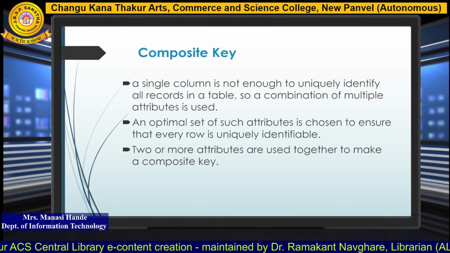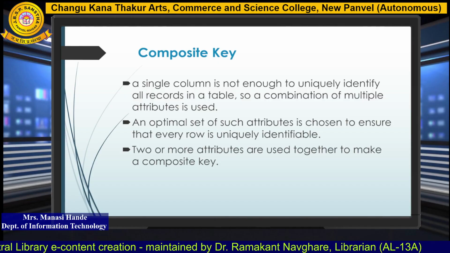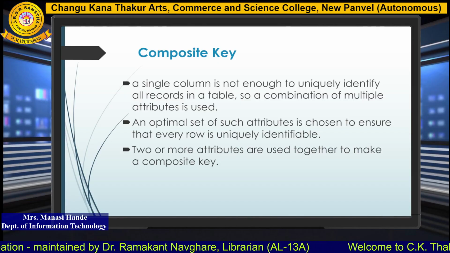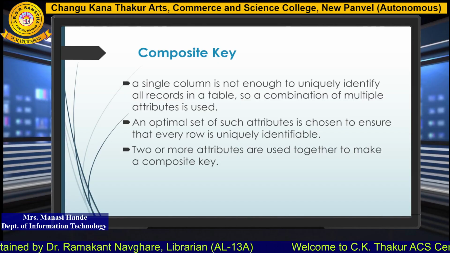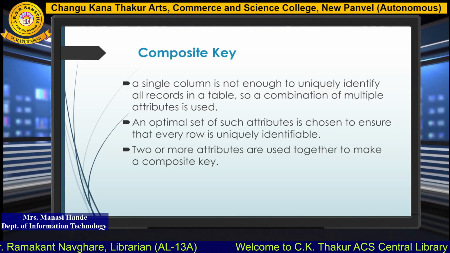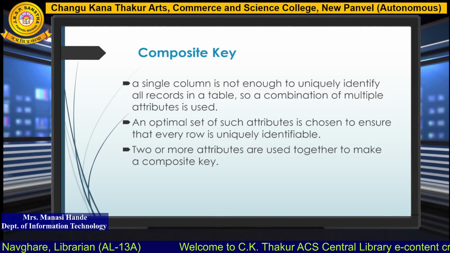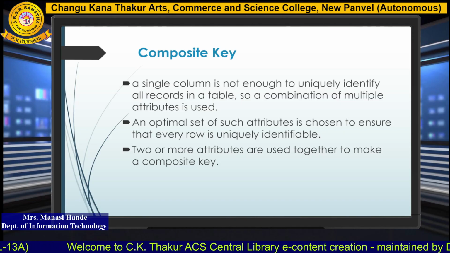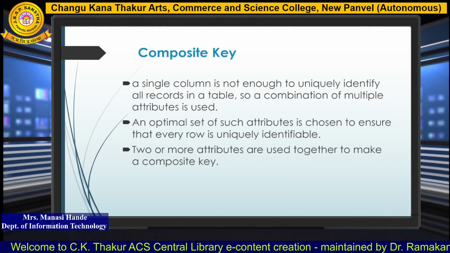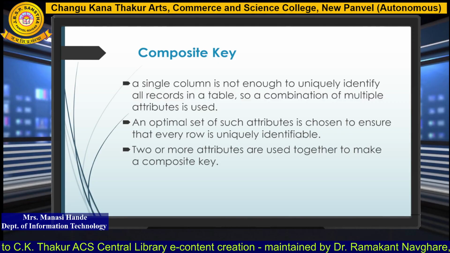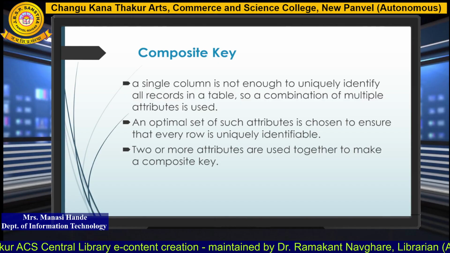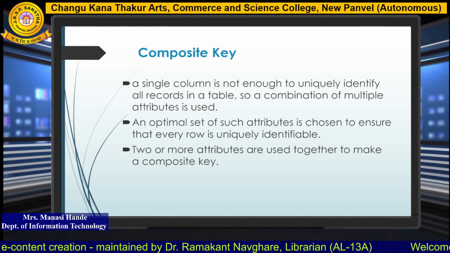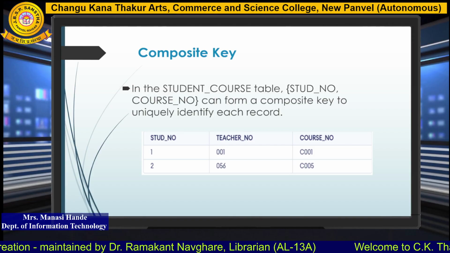Next is a composite key. Sometimes a single attribute is not sufficient to uniquely identify a record. In such situations, we combine two or more attributes to form a composite key. A composite key is therefore a key formed by combining multiple columns together. For example, in a student course table, a student may enroll in multiple courses. In that case, the combination of student number and course number together uniquely identifies each record. Hence, this combination forms a composite key. Here is the example.